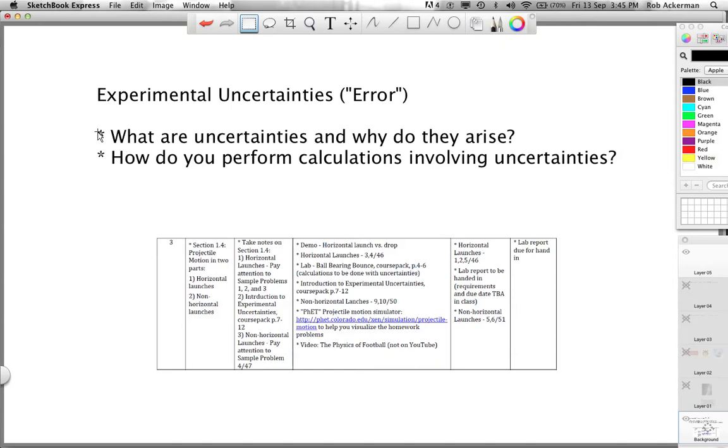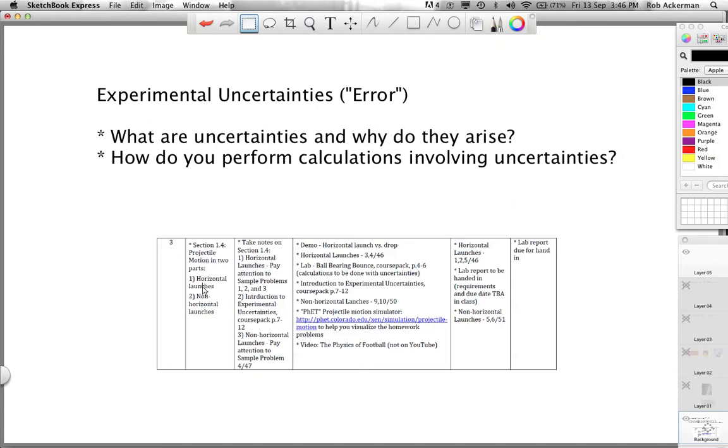Let me just tell you what we're going to be doing. We're going to be talking about what these uncertainties are and how they arise, and also how you perform calculations involving them. If you're following along in the schedule, we're still in lesson 3, projectile motion. We're actually right in the middle of this lesson.